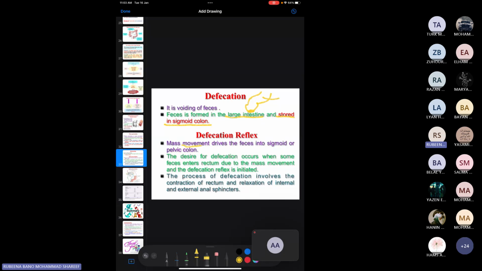Defecation reflex: mass movement drives the feces into the sigmoid or pelvic colon. Both are the same, sigmoid or pelvic colon. So when this mass movement is initiated, it drives the feces into the sigmoid colon, and then there will be a desire for defecation because the feces enter the rectum due to the mass movement. Because of this, the defecation reflex is initiated. The process of defecation involves the contraction of the rectum and relaxation of the internal and external anal sphincters.